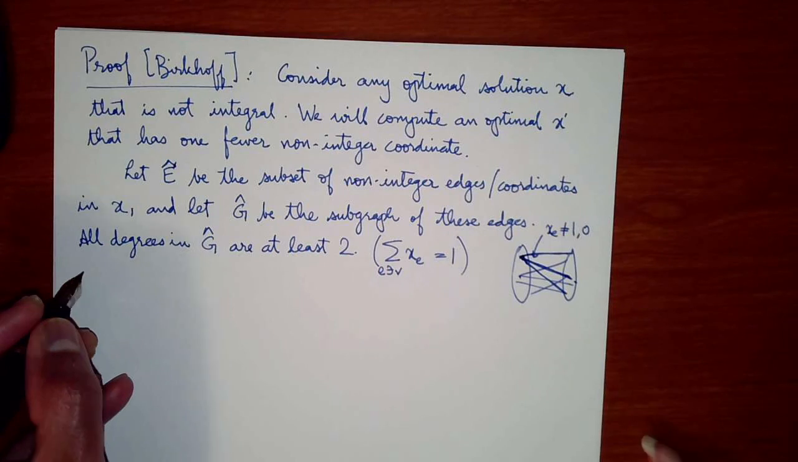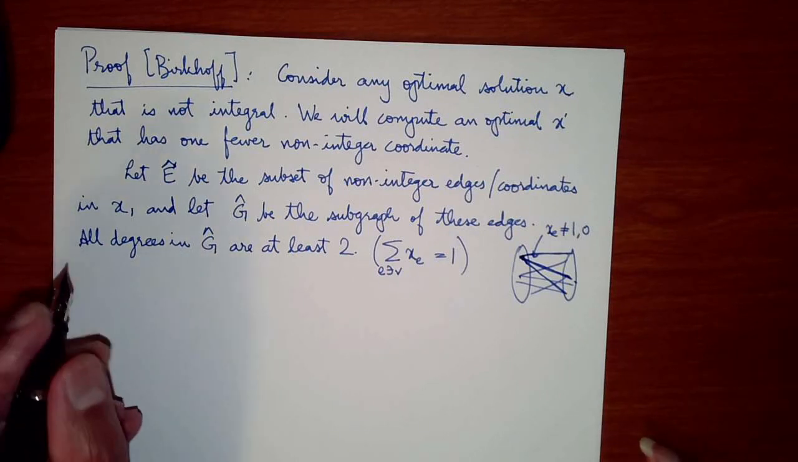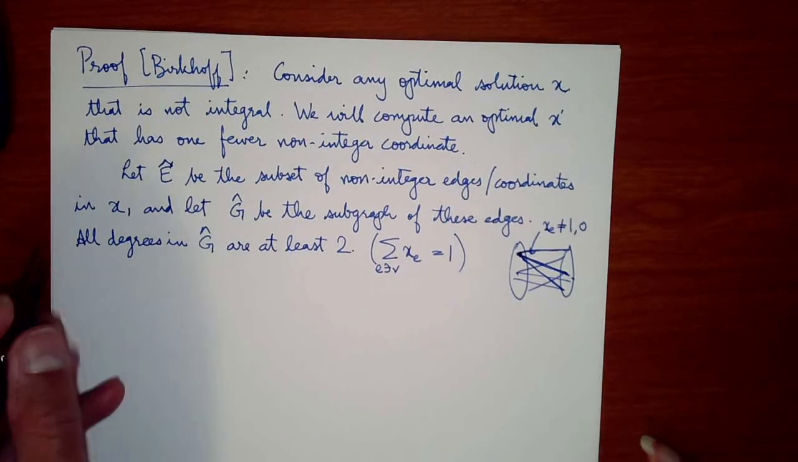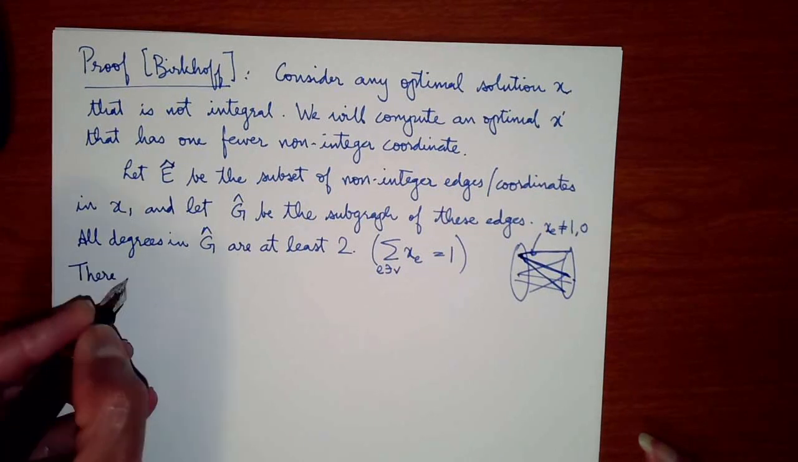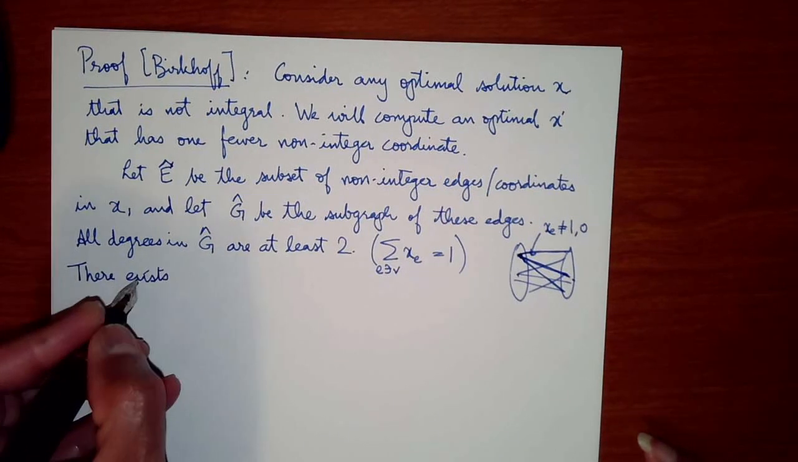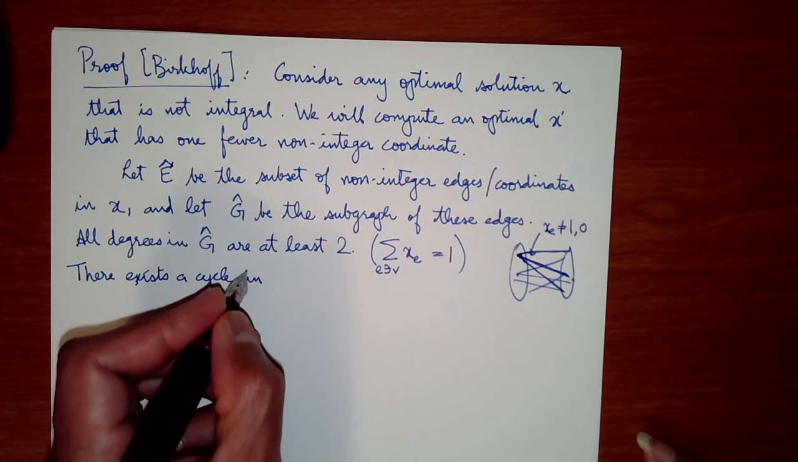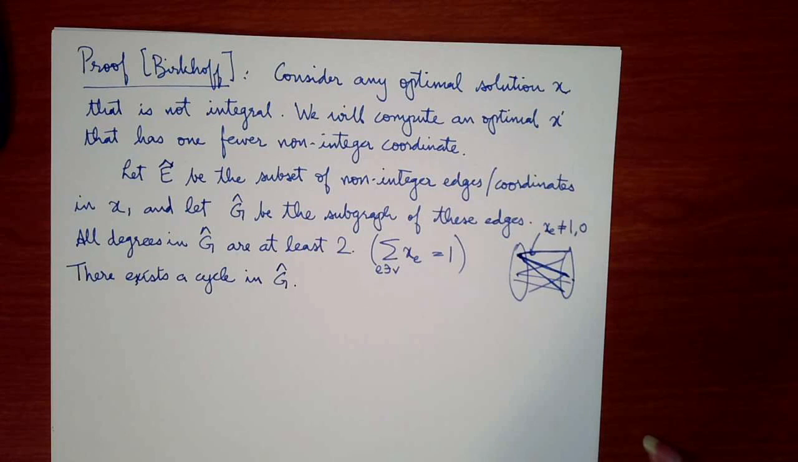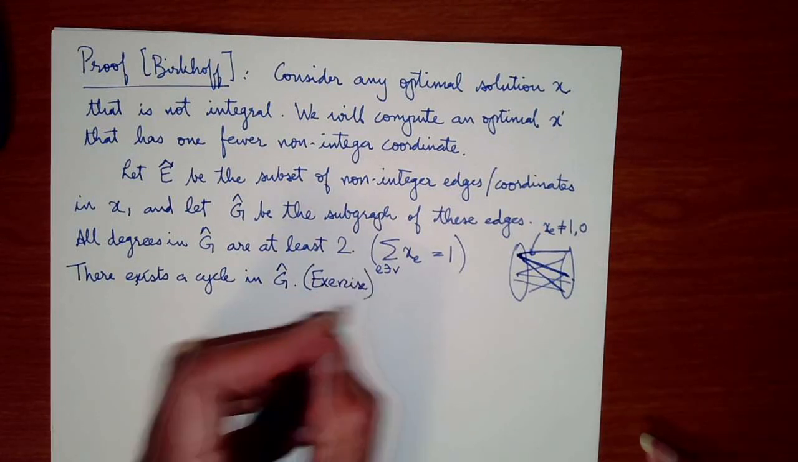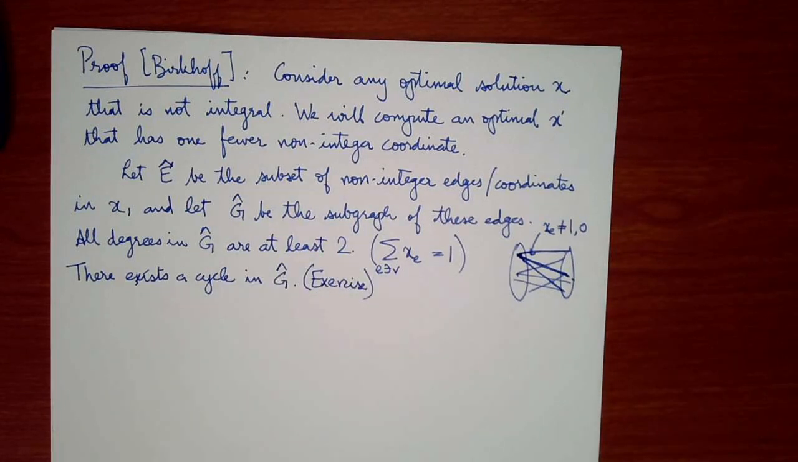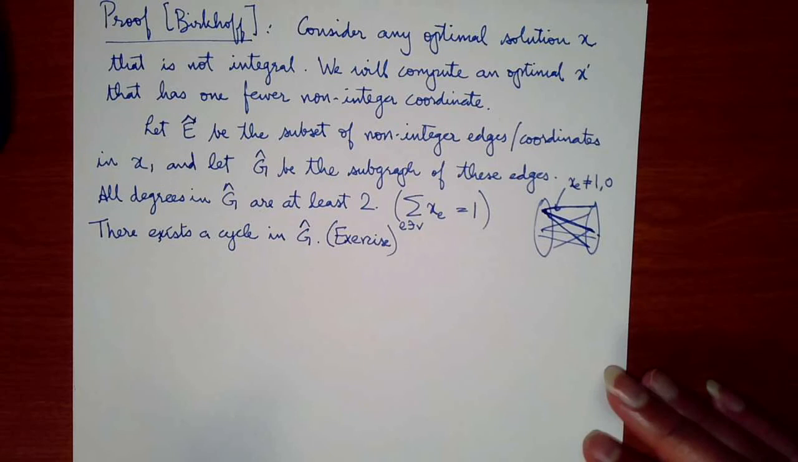Okay, now I'm going to make a statement and proving it is a basic graph theory exercise. There exists a cycle in G prime. In any graph where all degrees are at least 2, there must exist a cycle. You can prove this by induction, or just by starting at a vertex and following it until you come back. So there must exist a cycle.